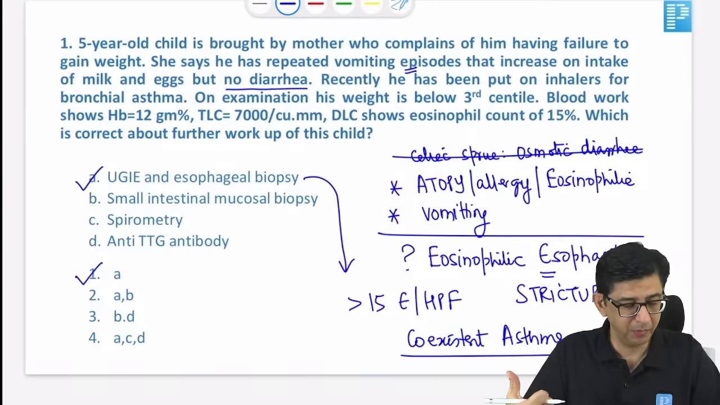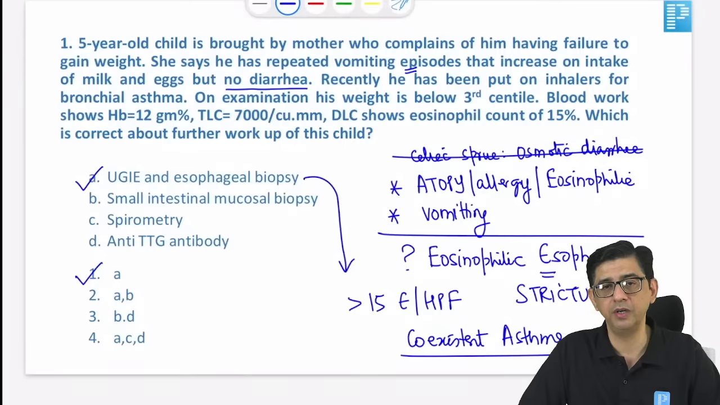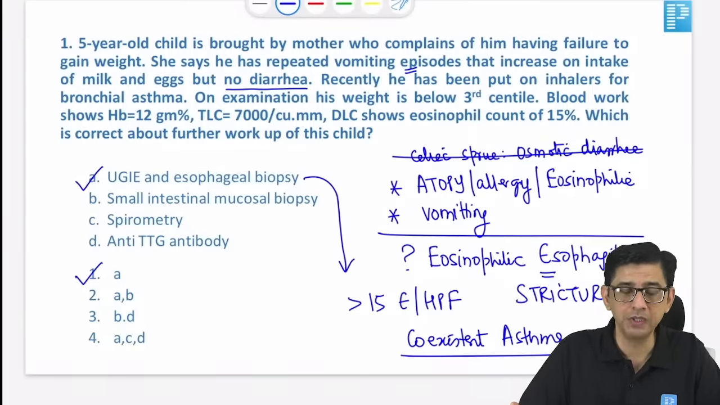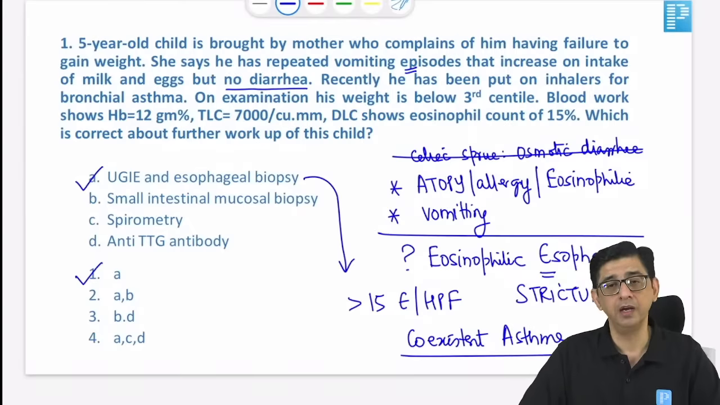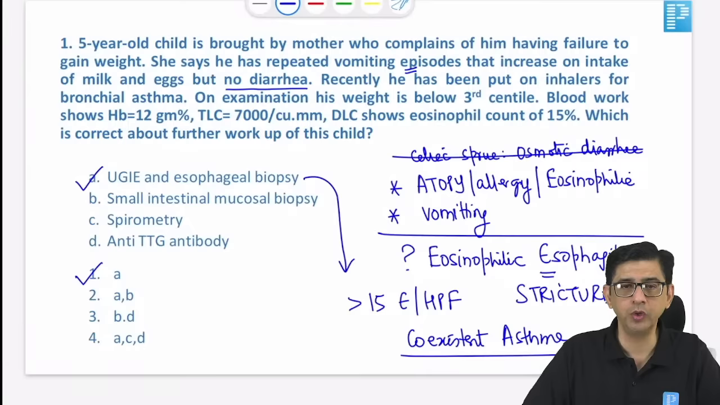So somebody mentioned, why have we put the child on inhaler? Because of the coexistent asthma component. Would we do a biopsy in a child? Well, in a scenario of evidence-based medicine, it is advisable to do an esophageal biopsy. If the mother refuses, I'll say not a problem. The child is anyway being put on inhalers. So we would be giving inhaled corticosteroids.